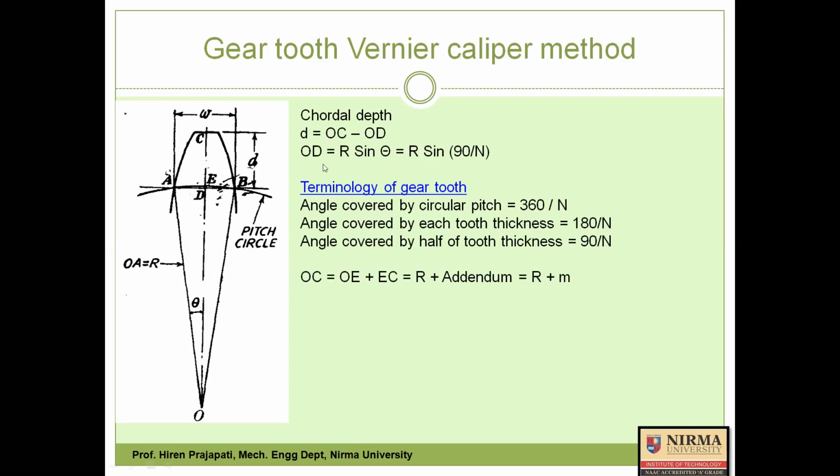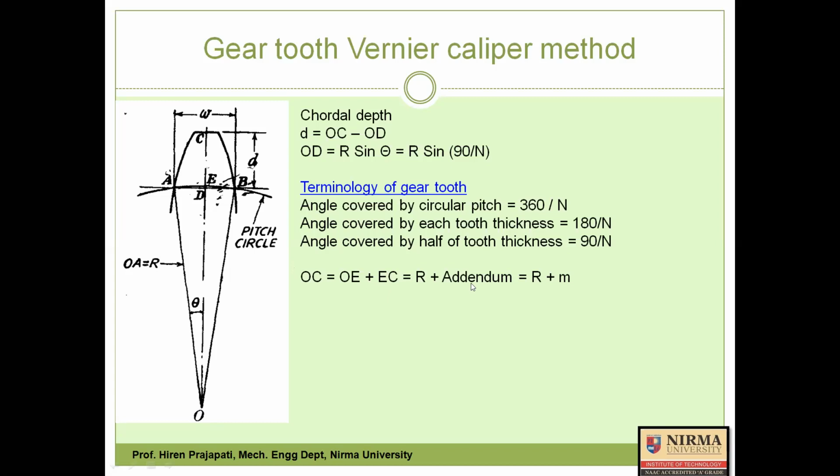Now, so I got the relation of OD. Now the relation of OC. See, O to C distance. Then O to C I can write as O to E plus E to C. Now what is O to E? E is present on the pitch circle. So O to E, I can say the radius of the pitch circle, plus E to C. What is E to C? If you recall the terminology, then E to C is the addendum.